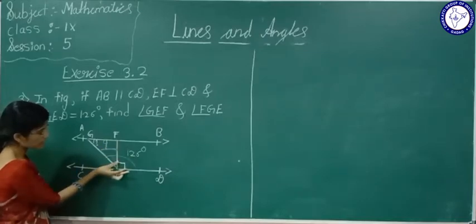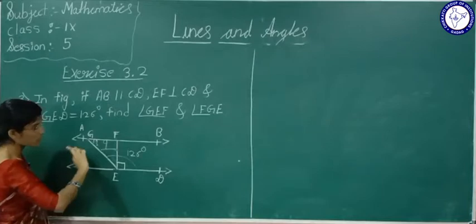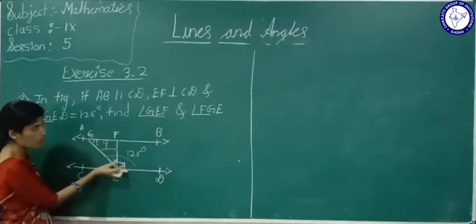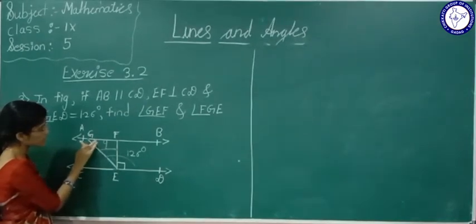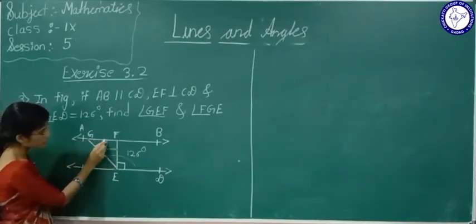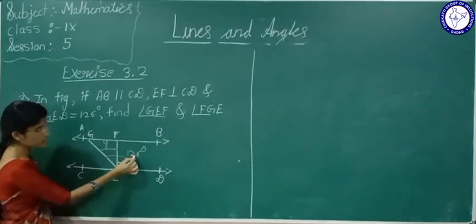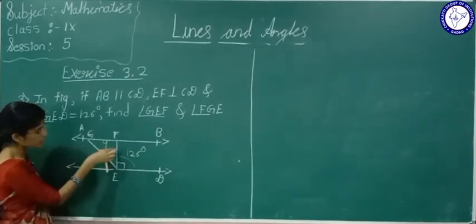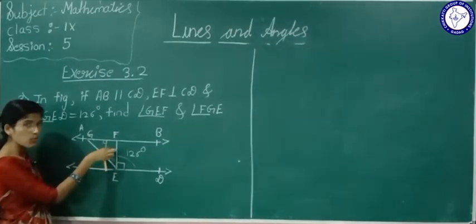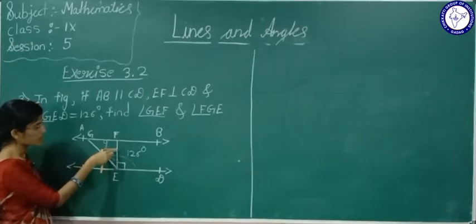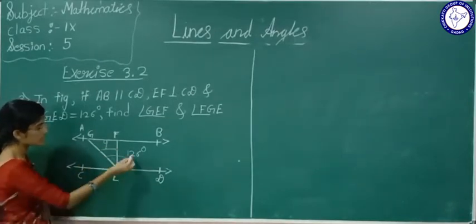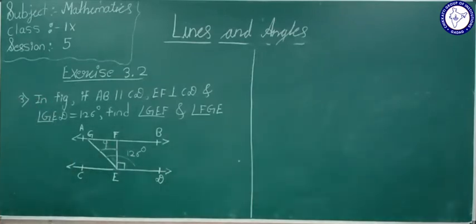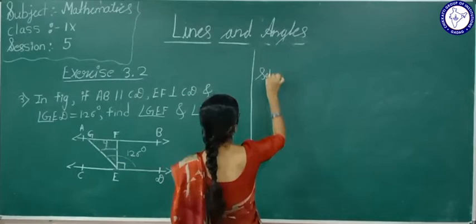Now I want this much angle only, right? I know this angle is 90 degrees. I know the total angle is 126 degrees. How to get this angle? We will see about this one afterwards, you will get confused. First we will find this. Full angle I know, 126 degrees, and this much I know, 90 degrees. How to find this small portion? 126 degrees minus 90 degrees. Now we will write in steps here. Solution.